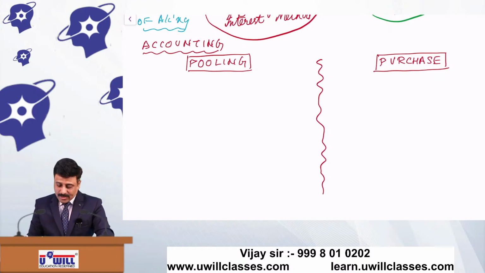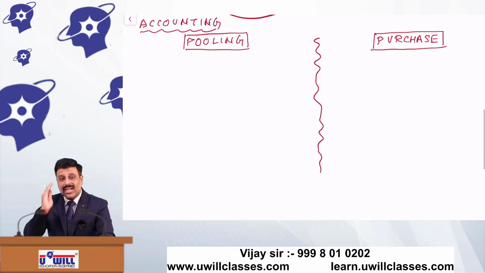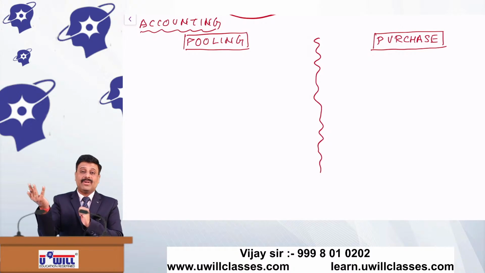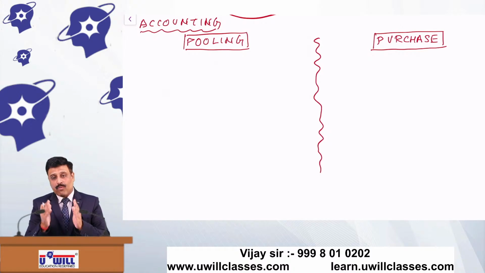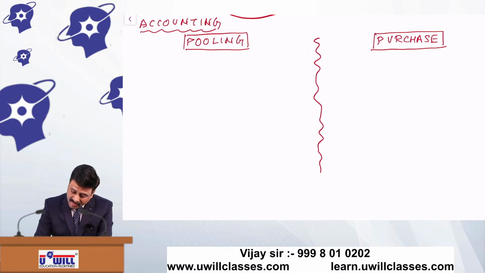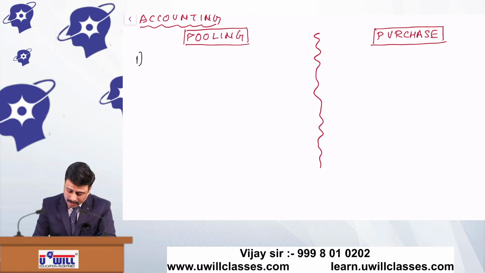So what are those entries in the books of transferee company? Now see, think it logically. Transferee company means buying company. Company is purchasing the other company. So what entries will a purchasing company pass in its books of accounts? Very first entry the purchasing company will pass in its books of accounts will be for purchase of business.